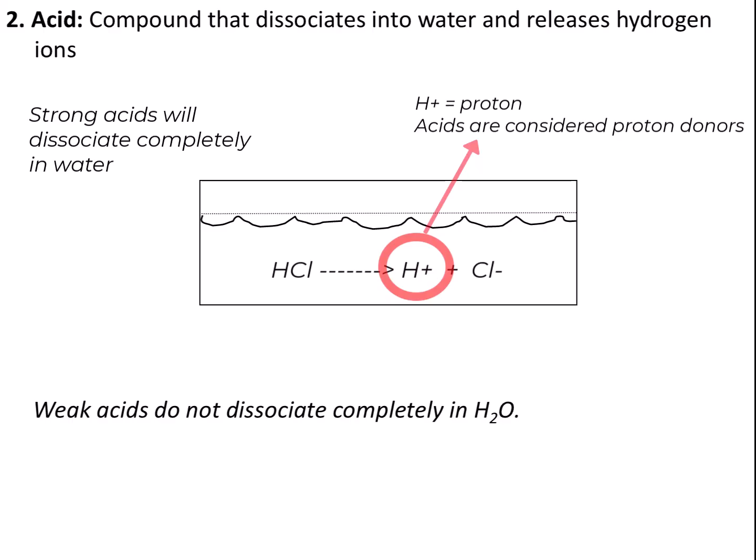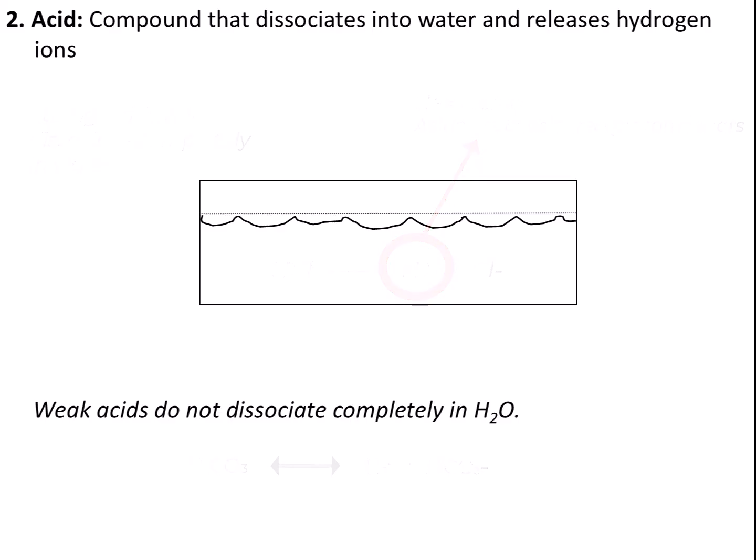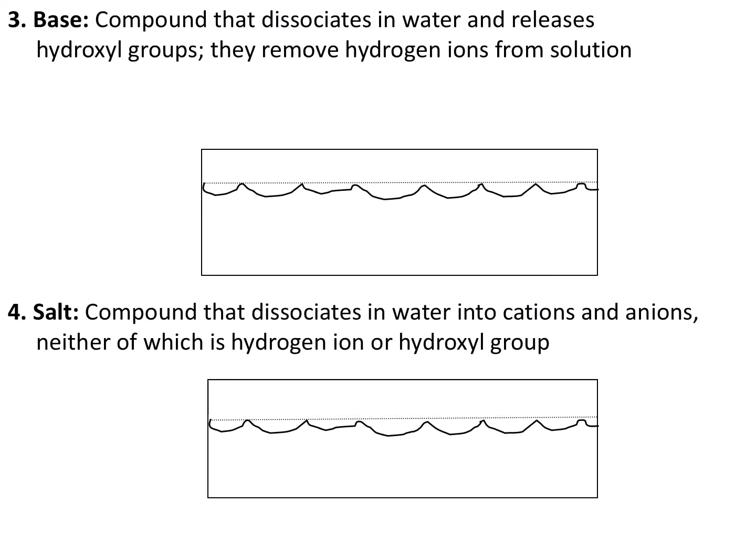Now, weak acids do not dissociate completely. Carbonic acid, H2CO3, is a weak acid. When you put it in water, it reaches an equilibrium between the amount of hydrogen ions and bicarbonate ions, which is HCO3. Bases are molecules that dissociate in water and release a hydroxyl group, or OH. They can also remove hydrogen ions from water, so they are sometimes referred to as a proton acceptor. Again, this becomes important when we talk about buffers in a little bit.